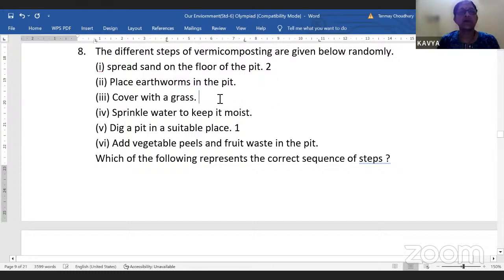Then cover it with grass. Then sprinkle water to keep it moist. Then add vegetable peels and fruit waste in the pit. Then place earthworms in the pit.